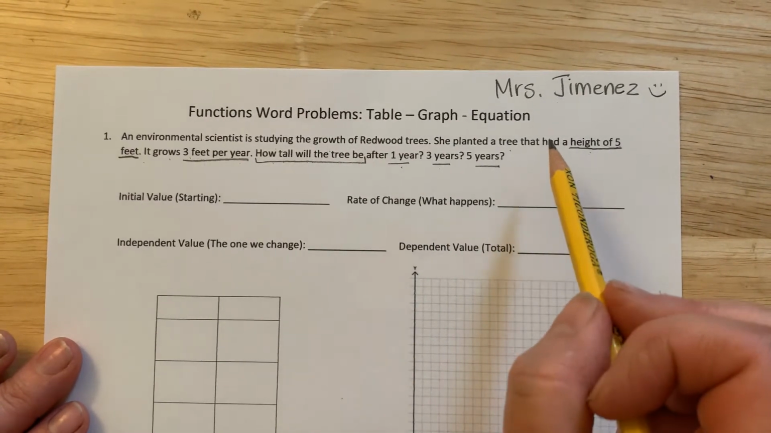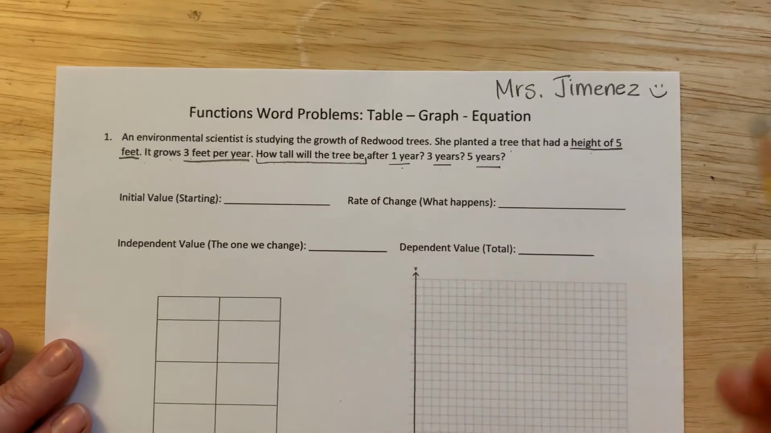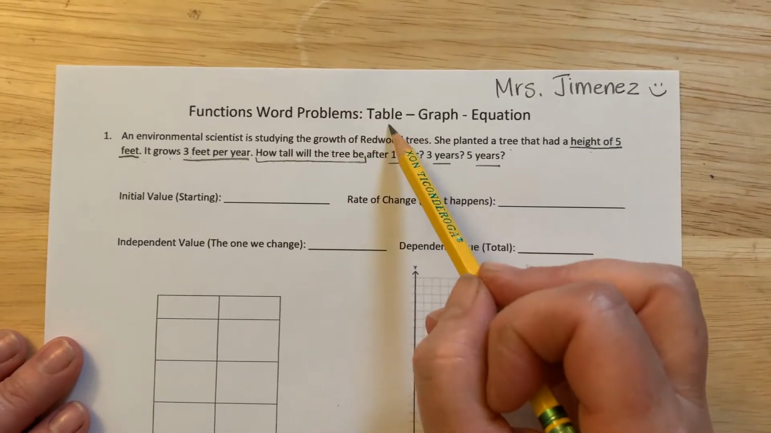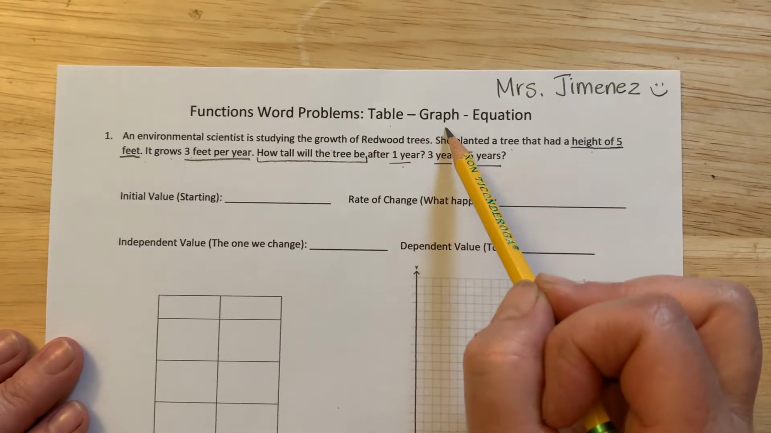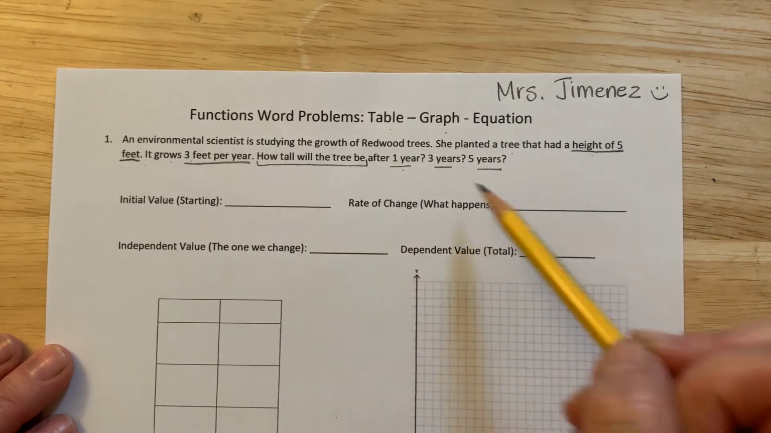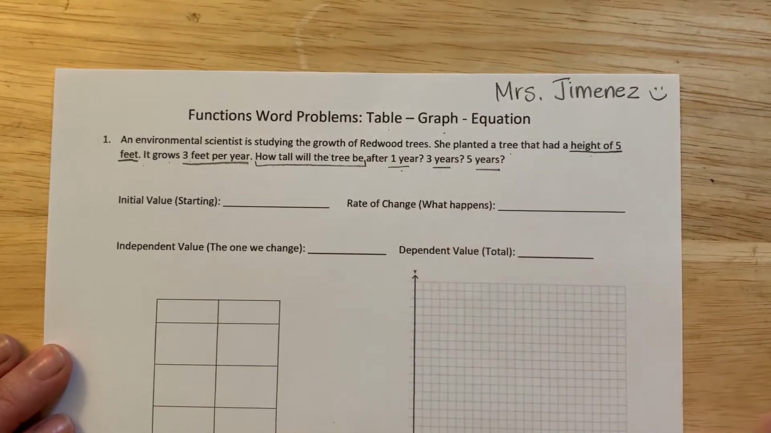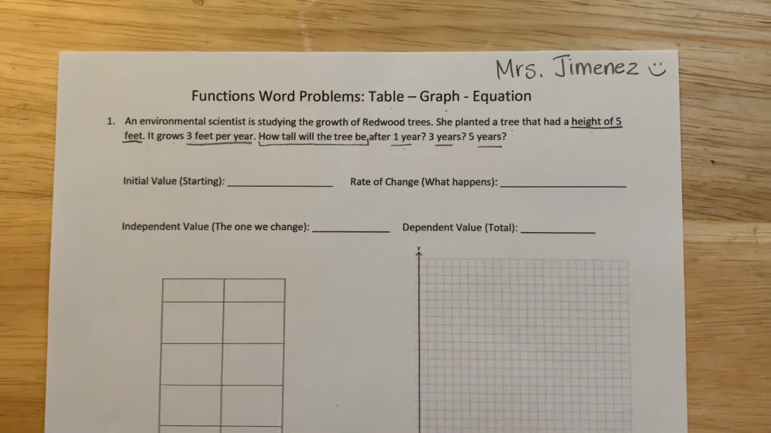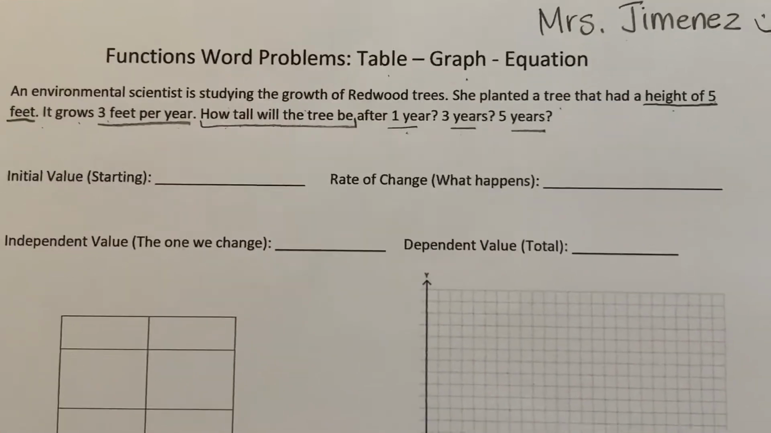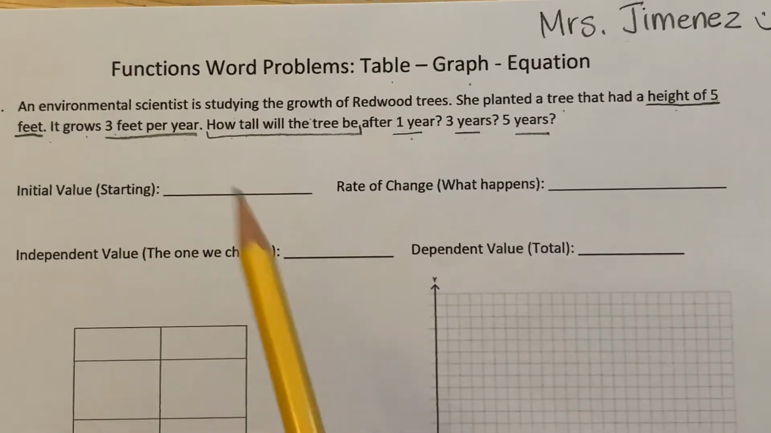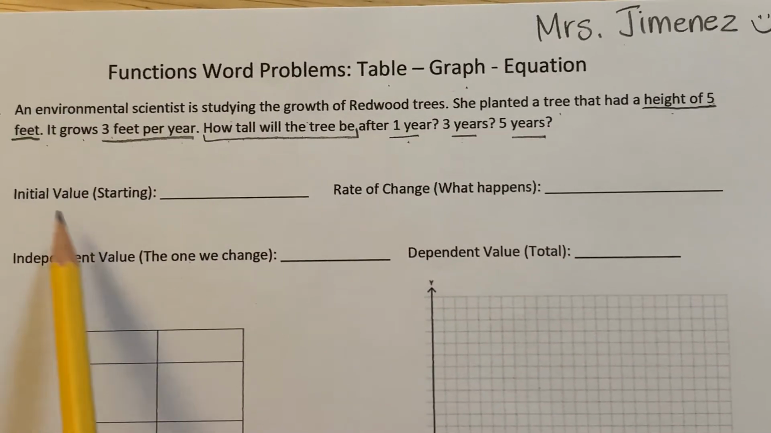Now, as a Math 1A student, you are going to have to be able to take a word problem like this and create a table, create a graph, and create an equation. So we're going to go ahead and start pulling some of the important information out. Now, these are the vocabulary words that you'll see on the test, and maybe I need to zoom in a little bit. Okay, so on the test, they are going to ask you things like, what is the initial value?